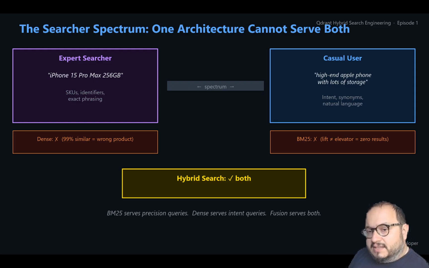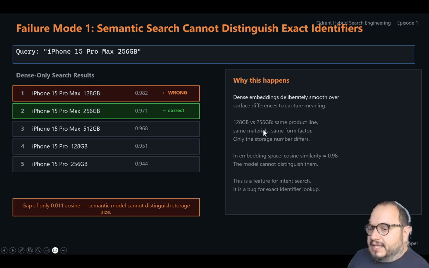Hybrid search is the architectural answer. Run both retrieval methods and fuse the results. One system, both ends of the spectrum. Let me show you exactly what those failures look like in mechanistic detail, not just as an analogy.